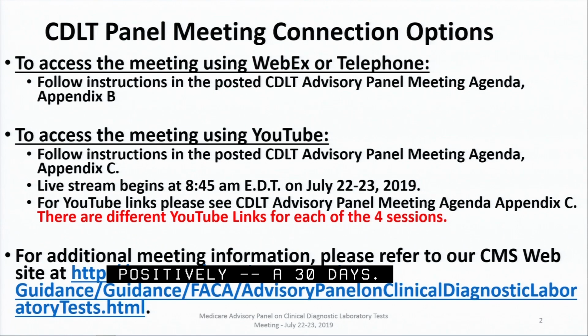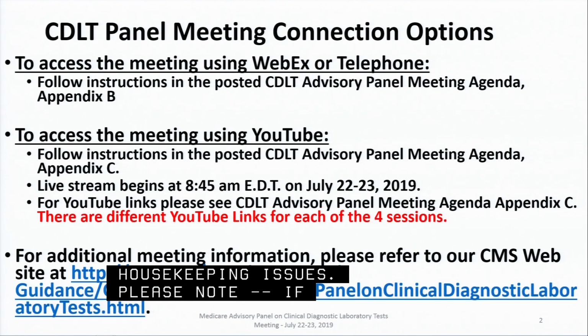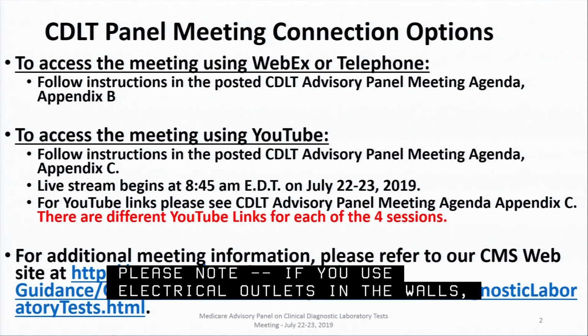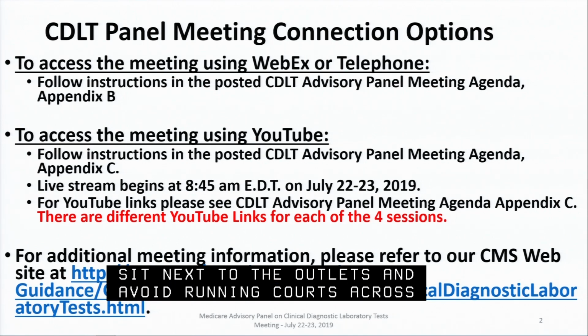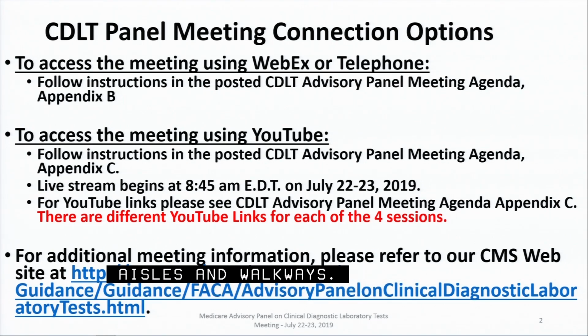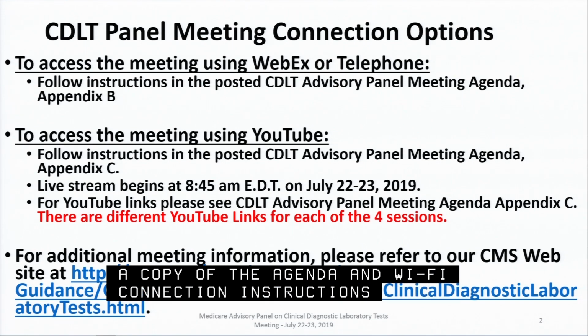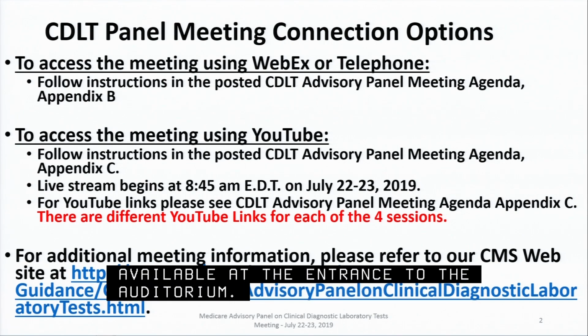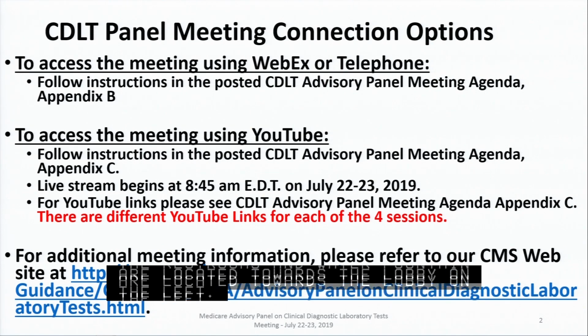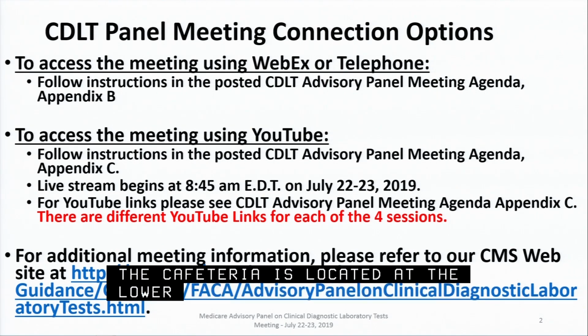Lastly, I'd like to share a few housekeeping issues. If you're using electrical outlets in the wall, please sit next to the outlets and avoid running electrical cords across aisles and walkways to prevent others from tripping over the electrical cords. Copies of the agenda and Wi-Fi and connection instructions are available at the entrance of the auditorium. The restrooms and a water fountain are located outside the room toward the lobby on the left. The cafeteria is located at the lower level from the lobby in the back of the building. You can access the auditorium by either the elevator or the stairs.